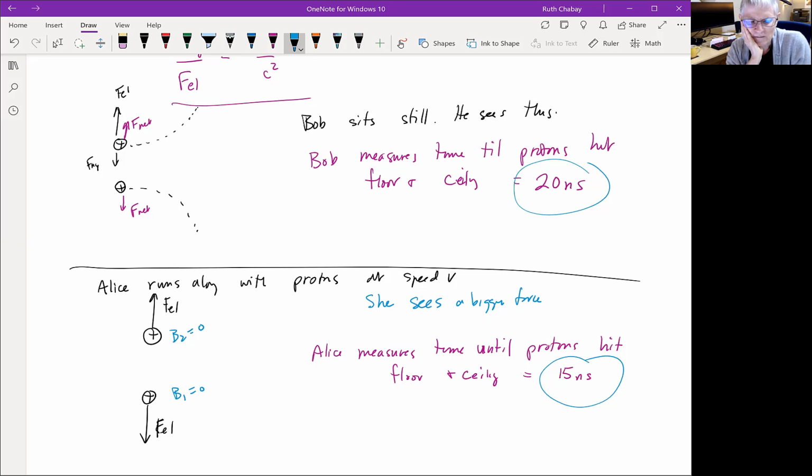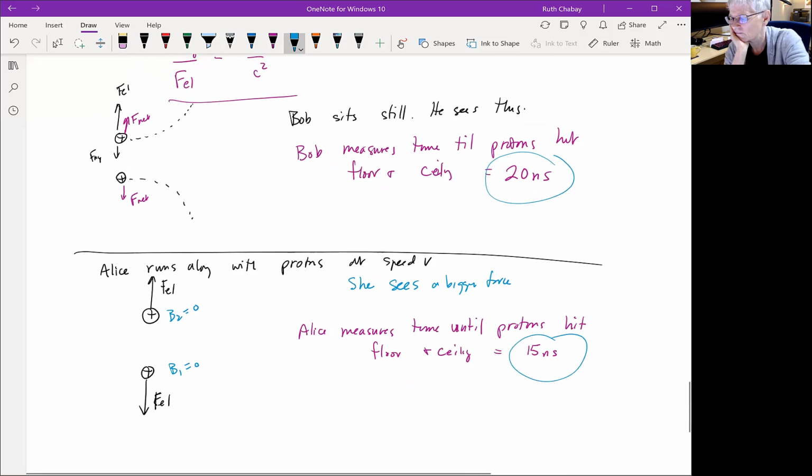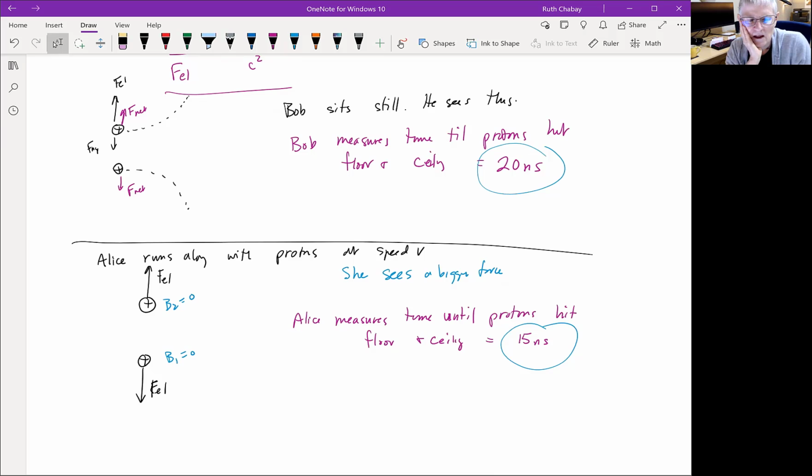Well, that can't be right, can it? Don't things have to work the same way? I mean, either it takes 20 nanoseconds to hit the floor and the ceiling, or it takes 15 nanoseconds. It can't take both, can it? So Albert Einstein's famous paper in 1905 was actually entitled On the Electrodynamics of Moving Bodies. And it was this paradox that he was trying to resolve.